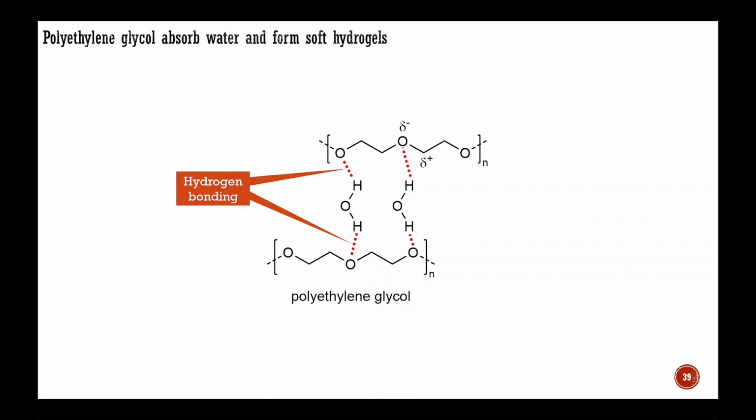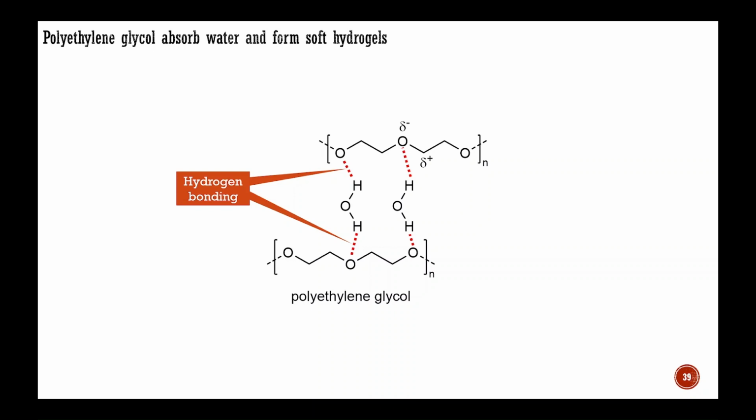This interaction causes the material to absorb water and swell, creating a soft hydrogel network. Hydrogels made from polyethylene glycol share similarities with those derived from polyvinyl alcohol in that both are highly hydrophilic and improve lens wettability. However, while polyvinyl alcohol has many hydroxyl groups that form strong hydrogen bonds, polyethylene glycol relies on its ether linkages, resulting in a slightly less extensive hydrogen bonding network.